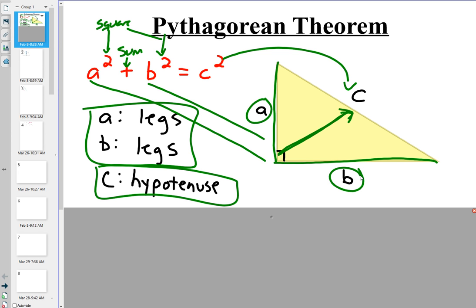Biggest mistake that happens with Pythagorean theorem is that people don't substitute where they're supposed to substitute. They plug in the hypotenuse where one of the legs go. They plug in one of the legs where the hypotenuse goes.